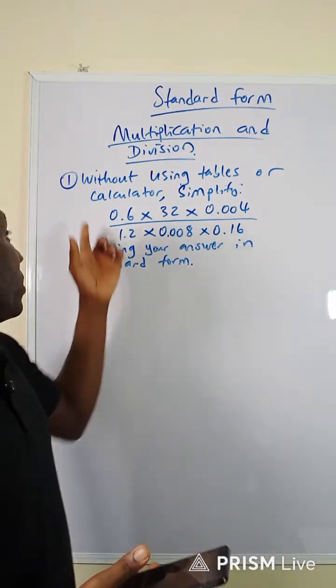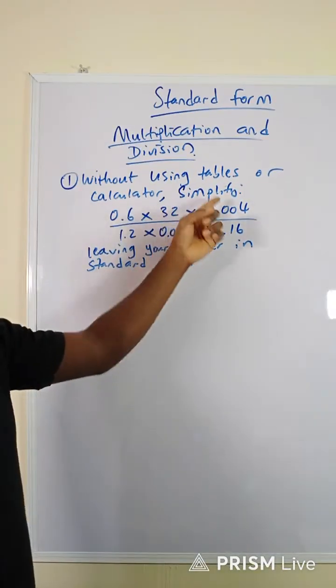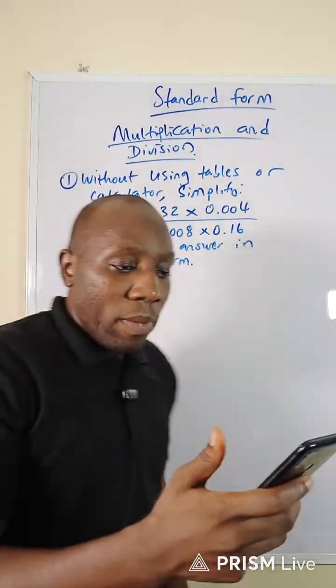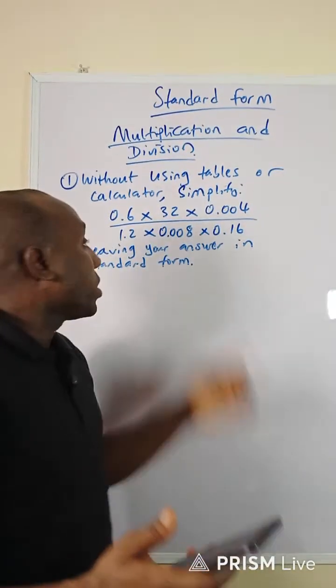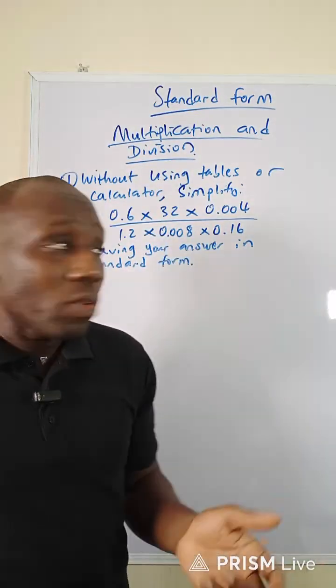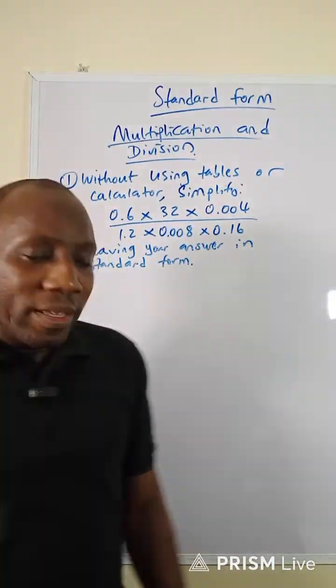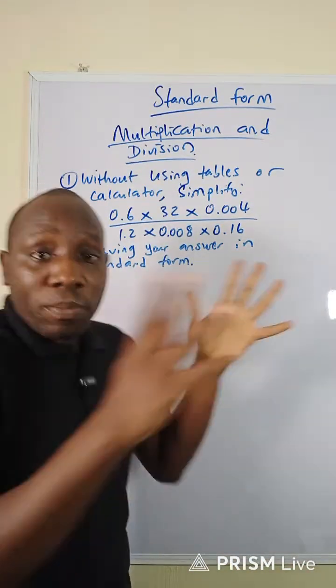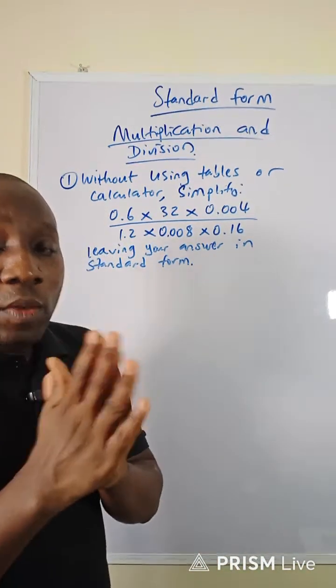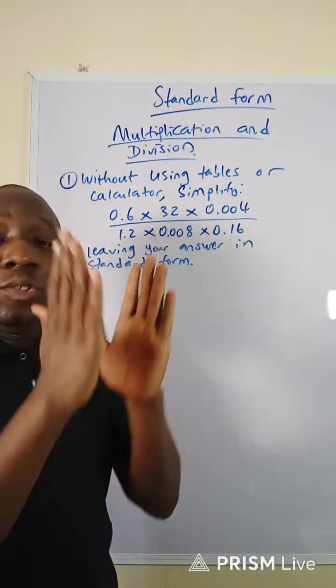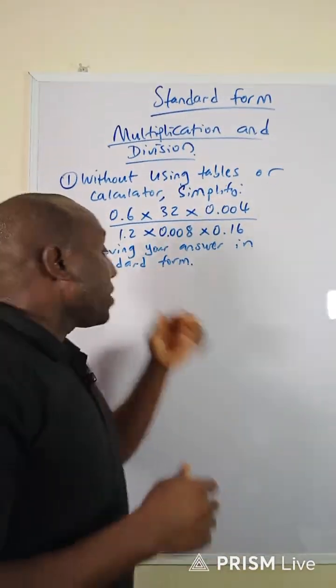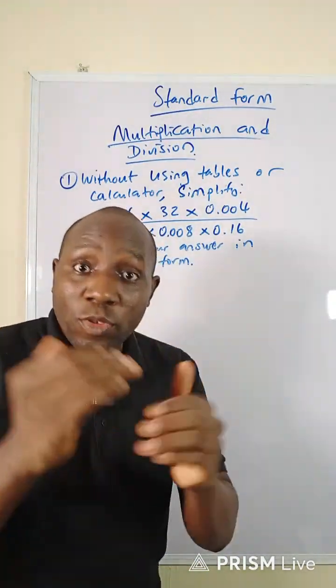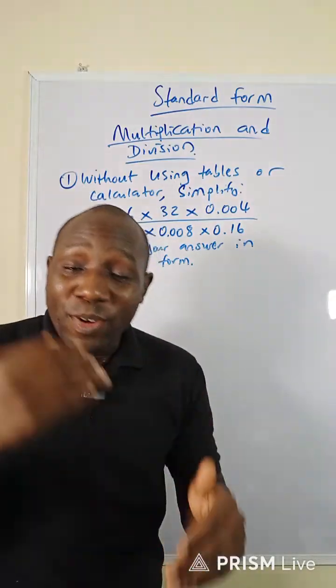So we have a question on the board. It says, without using tables or calculator, we should simplify this number. What do we do to simplify this without using a calculator? This looks big, right? It looks complex. It looks all over the place. But there's a technique we can use to simplify this and even express our answer in standard form. Yes, there is a way you can do this.